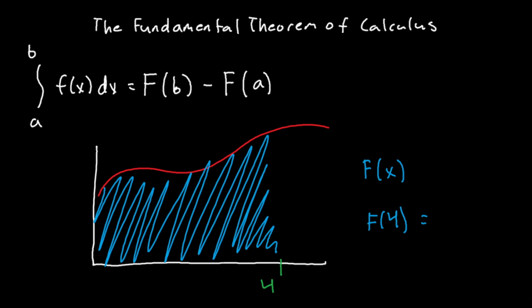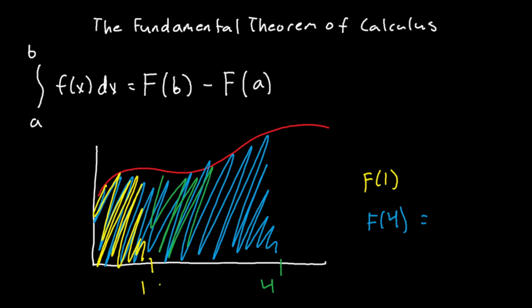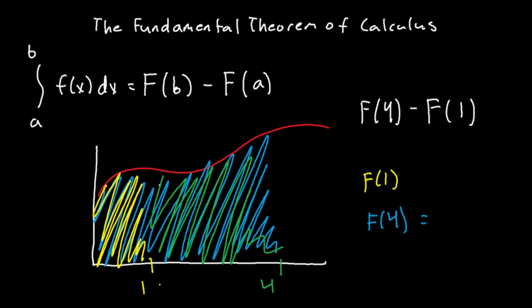And let's say you plug in 1 into your antiderivative, using a different color. So let's erase this. If you plug in 1, then you will get the area from 0 to 1. Well, what if you wanted to only find the area from 1 to 4? What if you only cared about the area from 1 to 4? Well, what you can essentially do is simply subtract the area from 0 to 1 from F of 4, the area from 0 to 4. And when you do that, you are left with the area from 1 to 4.